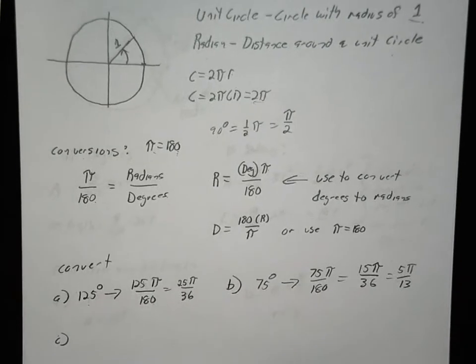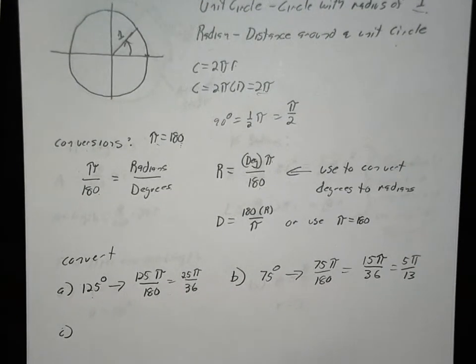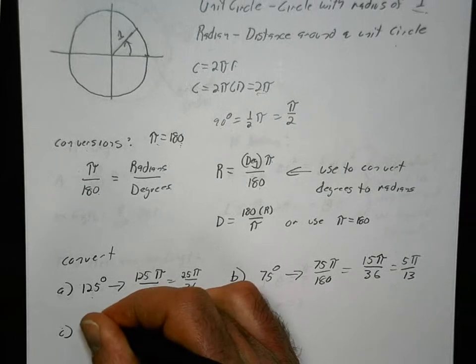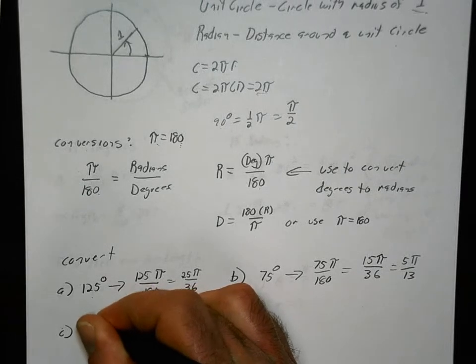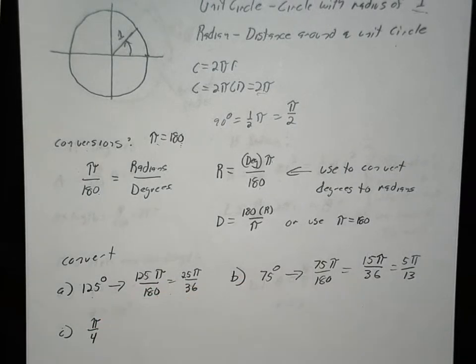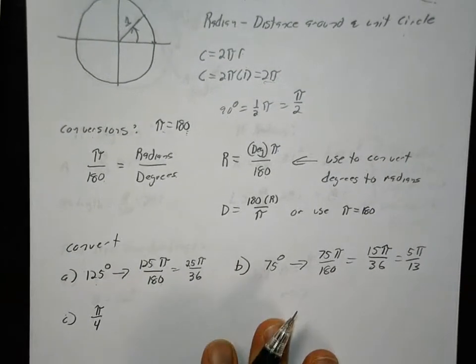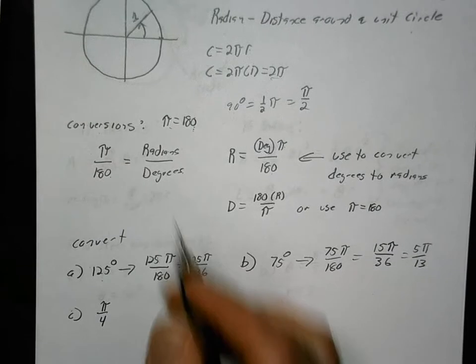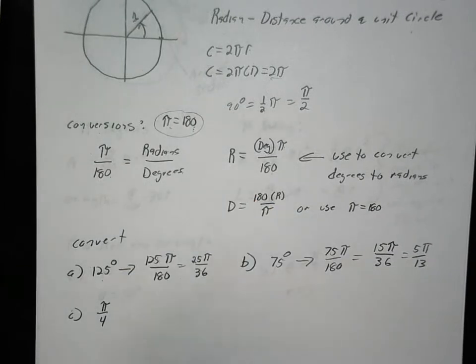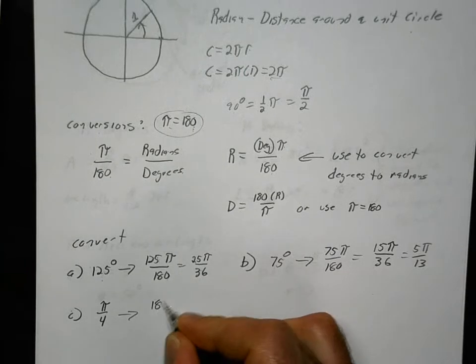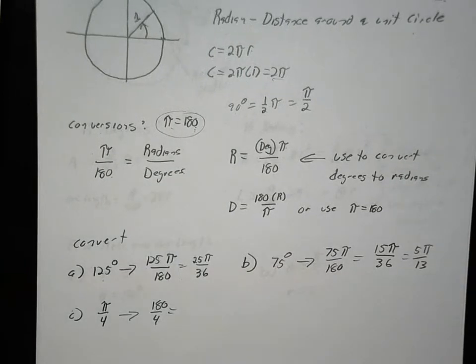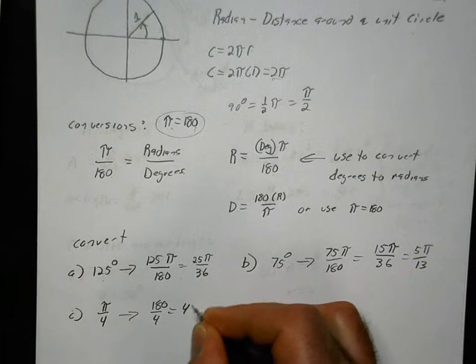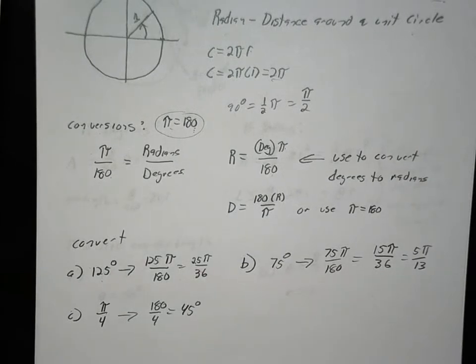Radians to degrees is even easier. So let's just say I wanted to convert the angle pi over 4 into degrees. Well, I use the fact that pi is equivalent to 180, and I just substitute 180 in for pi and divide it out. 180 divided by 4 is 45 degrees.